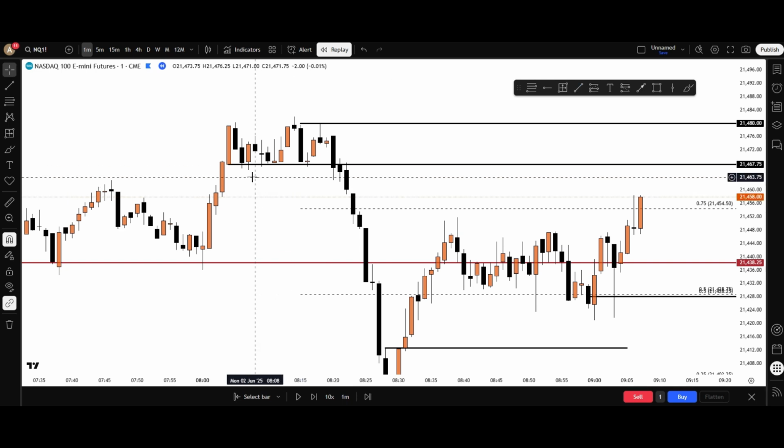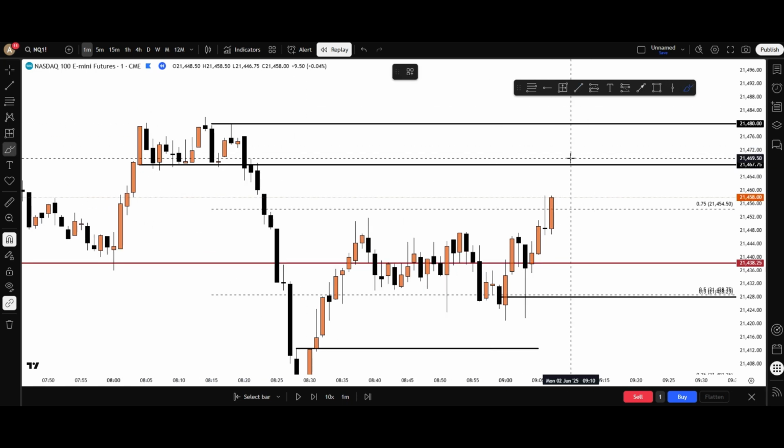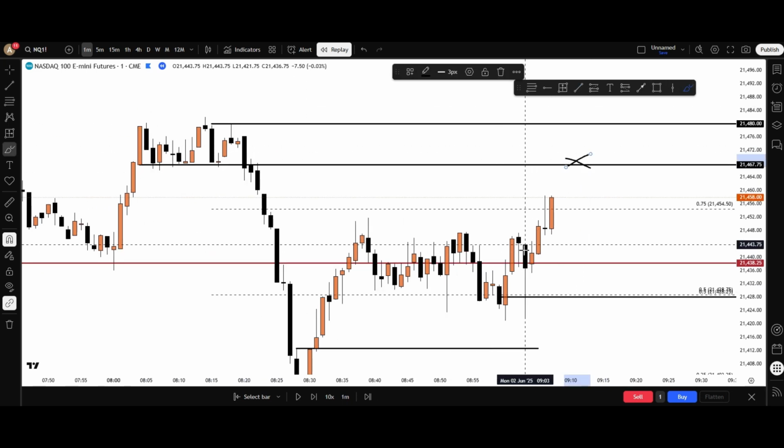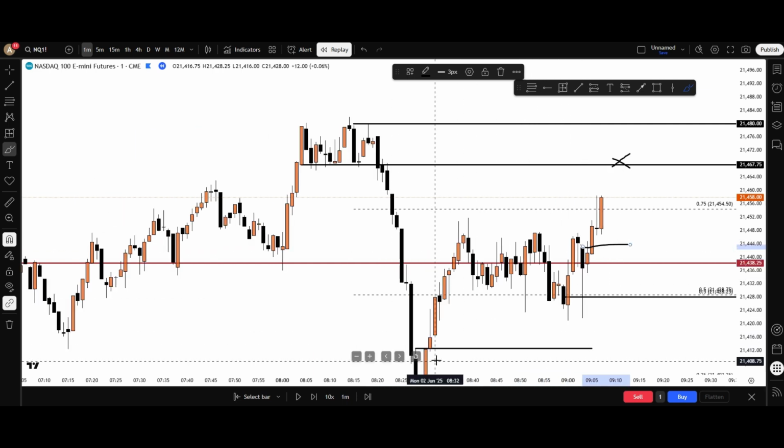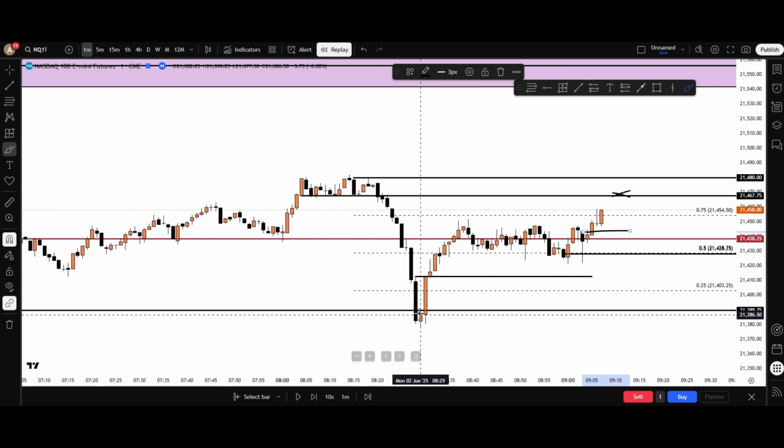So what we can look at now is potentially a short from here down to here. Why here? Because this is the next range in play. We're not now looking for it to go all the way down to here. It definitely can, but unless we break these highs here, I don't see why we'd need to come down to here.